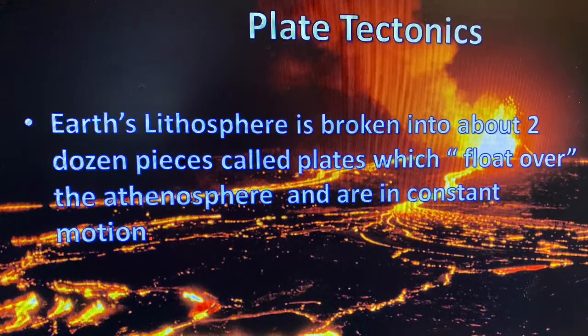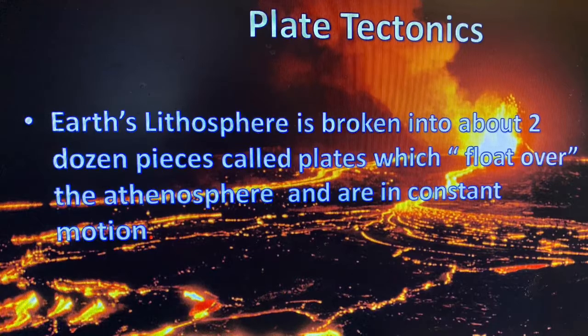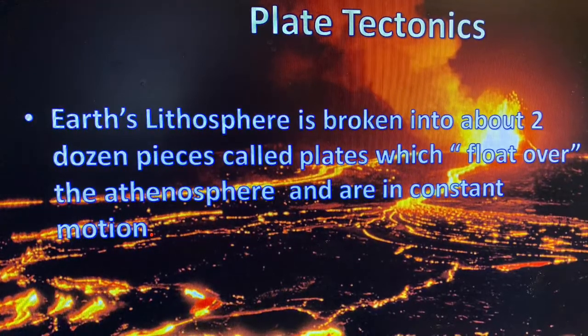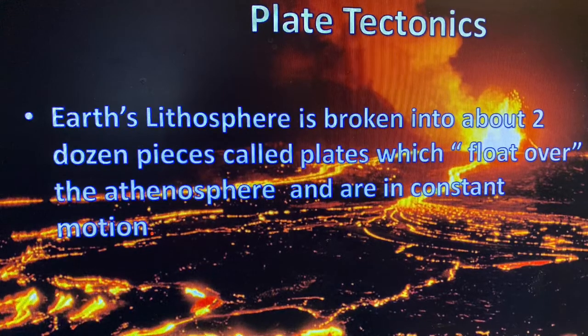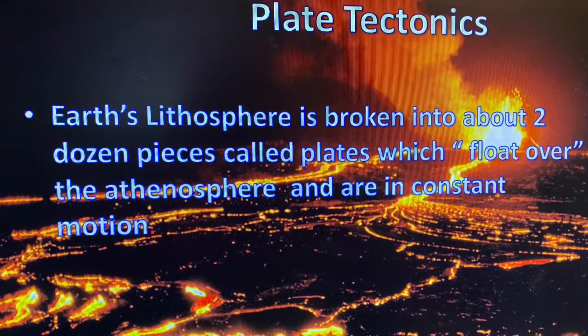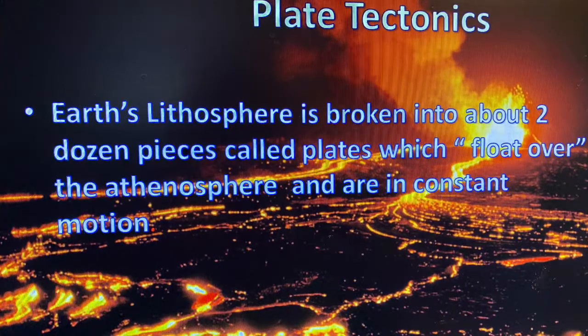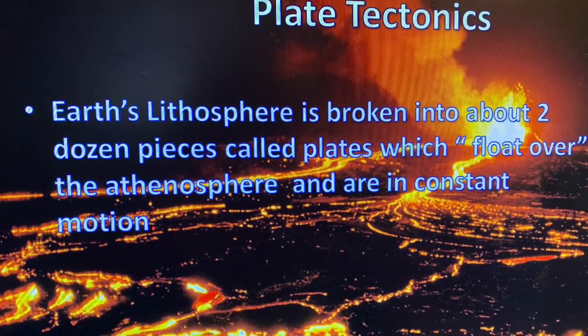Okay, and what the theory of plate tectonics basically says is that the Earth's lithosphere, the crust, is broken up into about 24 pieces, which we call plates. And these plates kind of float over the asthenosphere. Why? Because they have a lower density than what's below them. So just like a piece of cardboard floating on a piece of water, they're going to float.